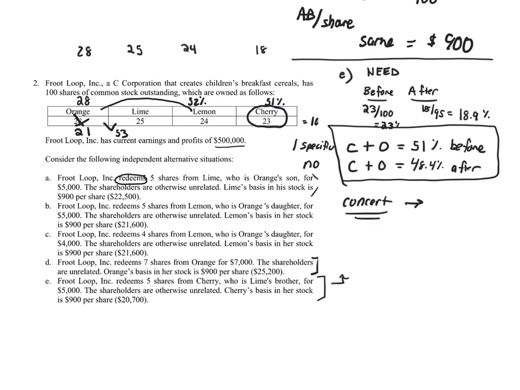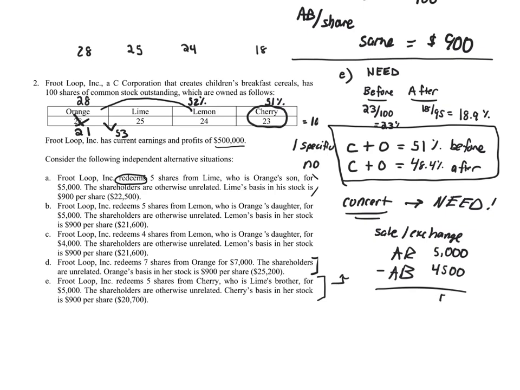This is treated as NEED. And therefore, it's a sale or exchange. And we're going to do amount realized minus adjusted basis. So we take our amount realized, which is $5,000. Adjusted basis is $900 per share, so 5 shares times $900 is $4,500. We have a $500 capital gain. And then again, just like last problem, the adjusted basis per share stays the same, so that equals $900. And we're done with redemptions, distributions, all of Module 8.